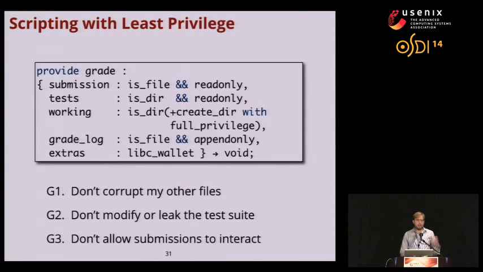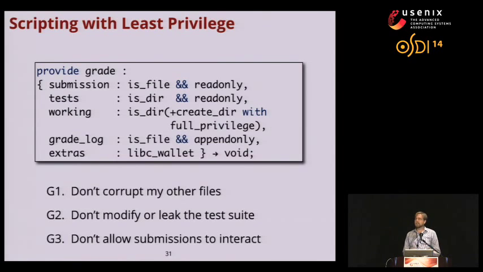So you can see it here. As you can see, it takes a number of arguments. There's the actual submission to grade, a directory full of tests, a directory in which I can do the compilation and testing and things, a log to actually write the grades to, and one of those capability wallets I told you about that has capabilities for the libraries I'm going to need.